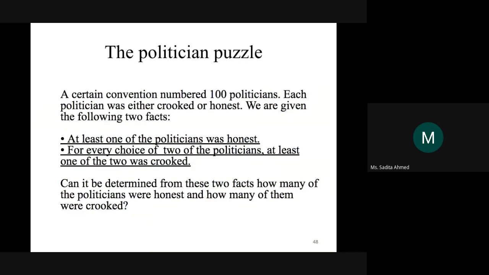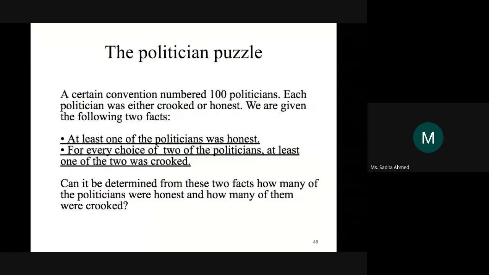Otherwise, if you claim that there are more than one honest politicians, in that case you would get to a certain pair where the other politician is honest, right? Since you have this scenario where they're saying that at least one will always be crooked, that's why we can say that.